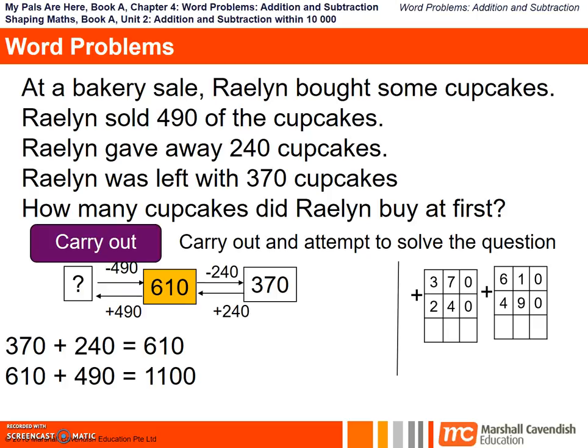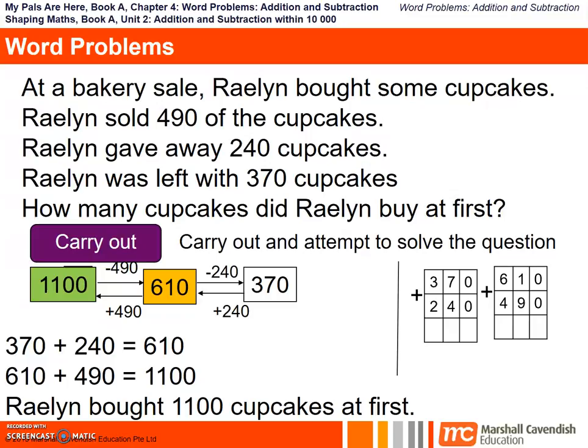Okay, so are we done yet? Is there something missing? As mentioned already, we put in the answer here, but I think there's something missing. Can you identify what's missing? It's something that you should always end off with in a word problem question. You're right, you need an answer statement. So there you have it. Aideen bought 1,100 cupcakes at first. Well done, boys and girls.